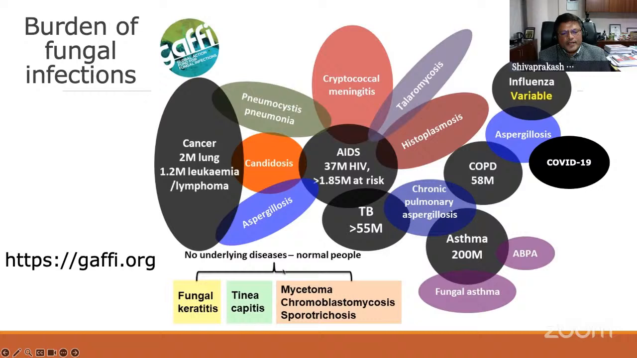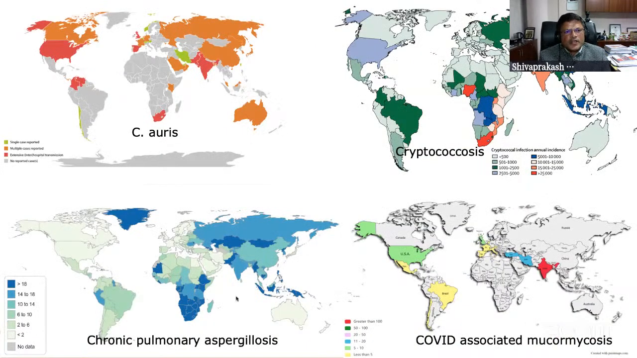Many of the other infections we see in normal people, that is, without any immunosuppression: fungal keratitis is a major problem, especially in tropical areas. Tinea capitis, or tinea infection in general, is a major problem, especially in India. Mycetoma, chromoblastomycosis, and sporotrichosis are the major issues. If you talk about the incidence, you can see Candida auris.